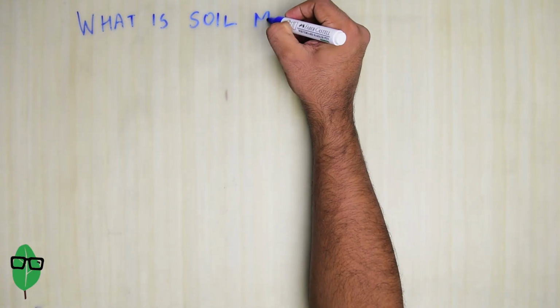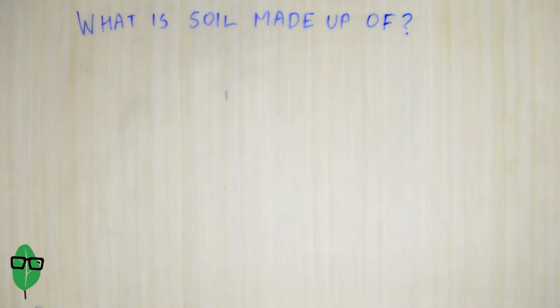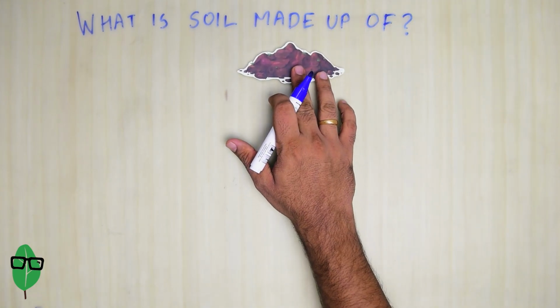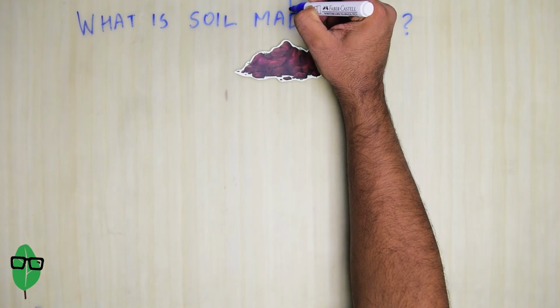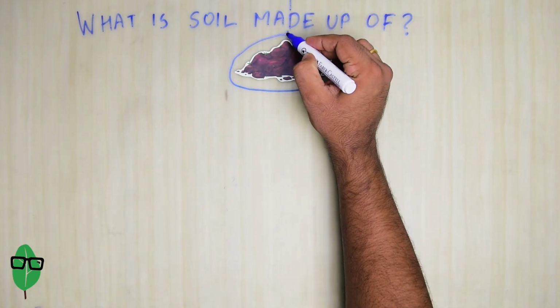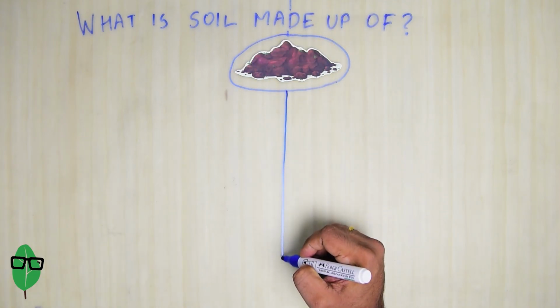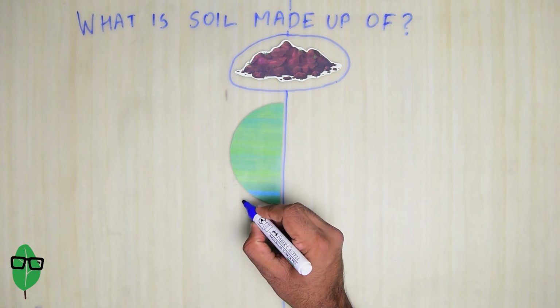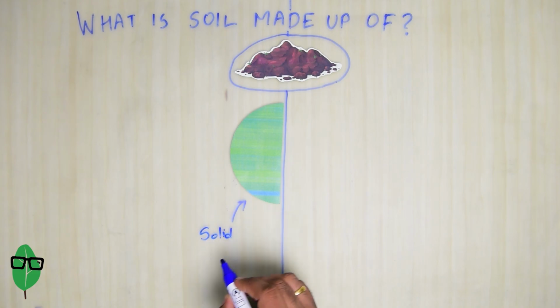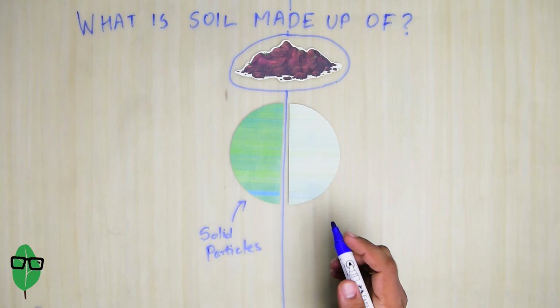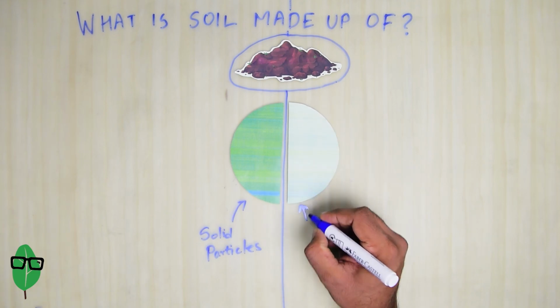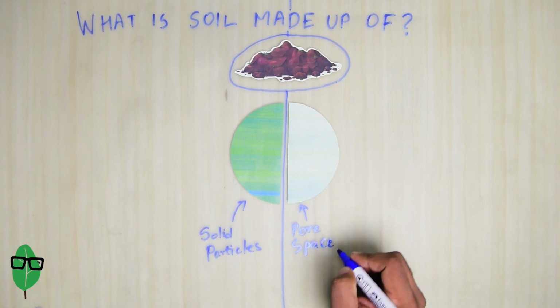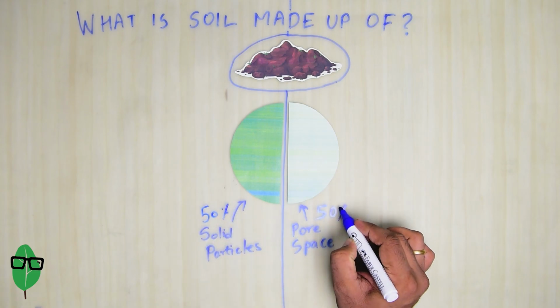So to answer the first question, what is soil made up of? At a very basic level, soil can be divided into two components. The first one is the soil particles itself, and the second is pore space. For a unit of soil volume, 50% of the soil volume will be taken up by the soil particles itself, as actual solid matter, and the other 50% will be taken up by pore space, which will be air or water, whatever can take up the pore space.